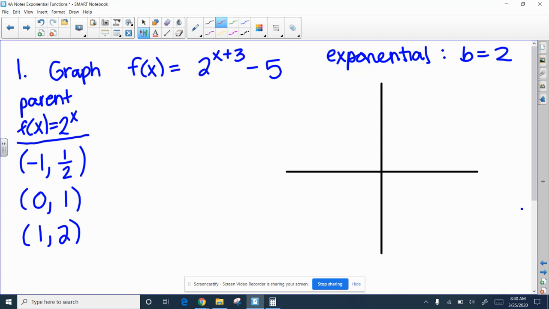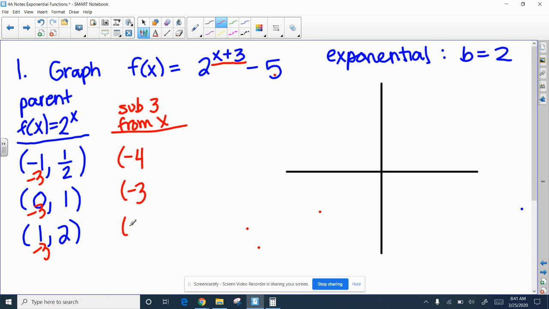Now we need to look at our transformations. In this case, there's two transformations here. Anything in the exponent or with the x is affecting the x values. So this x plus 3 is going to affect the x values. And remember, when something is with the x, we do the opposite operation. So to do this transformation, we would have to subtract 3 from the x values. So I'm subtracting 3 from all the x values. So my new x values would be -4, -3, and -2. So far, I haven't done anything to the y values. So my y values are still 1/2, 1, and 2.